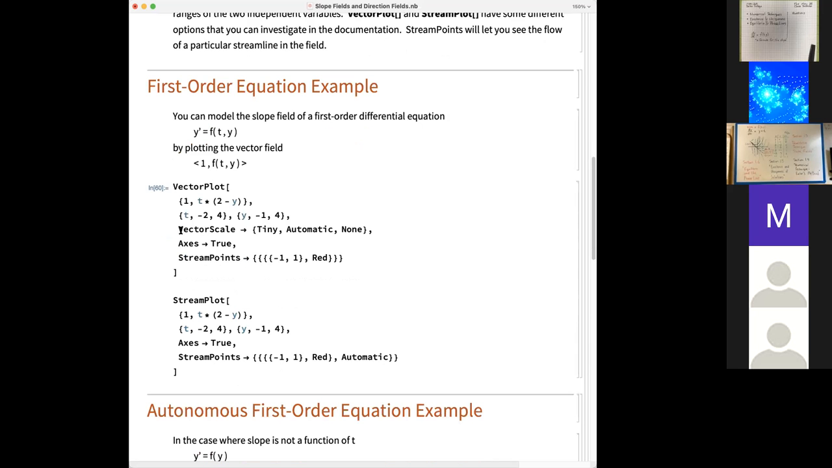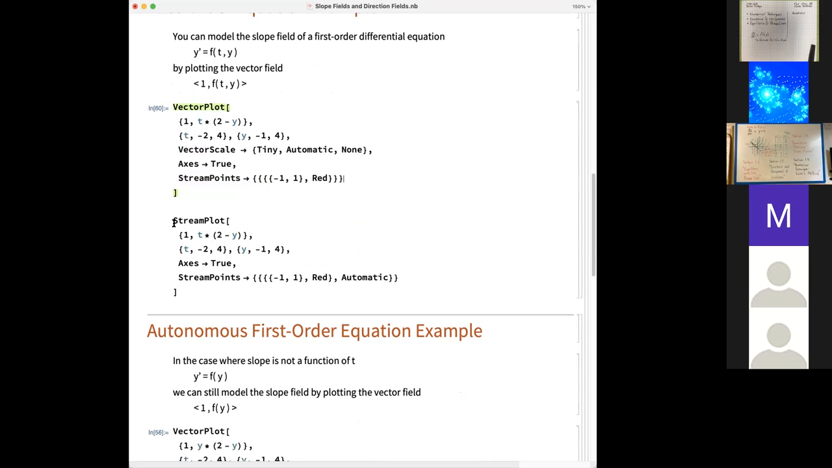Now, I added some extra arguments here. Tiny arrows. Let's add an axis, axes equals true, stream points. That's like putting a boat down at -1, 1. And then StreamPlot is another command. I used the same function, I used a window, and I did another plotting. Now, good things and bad things are about to happen. So I put my cursor anywhere on that line and say shift enter.